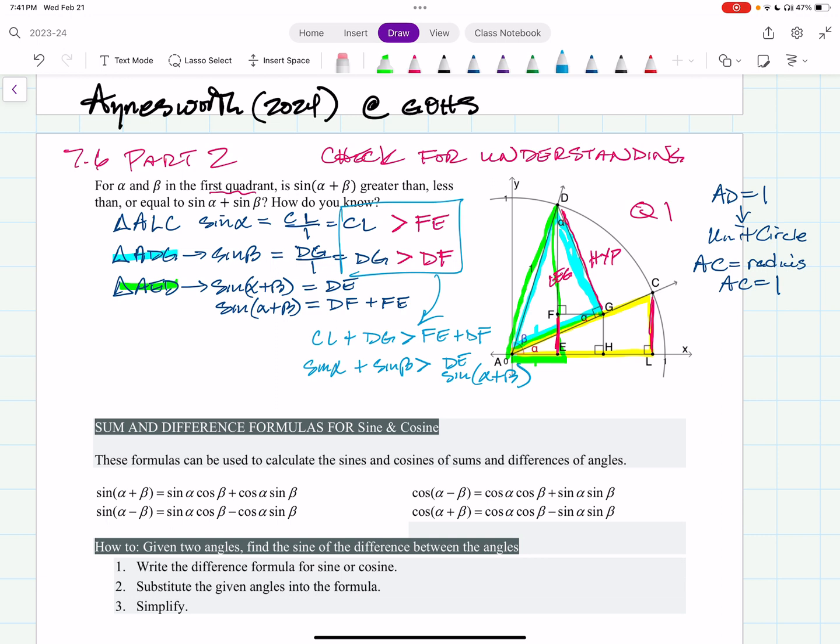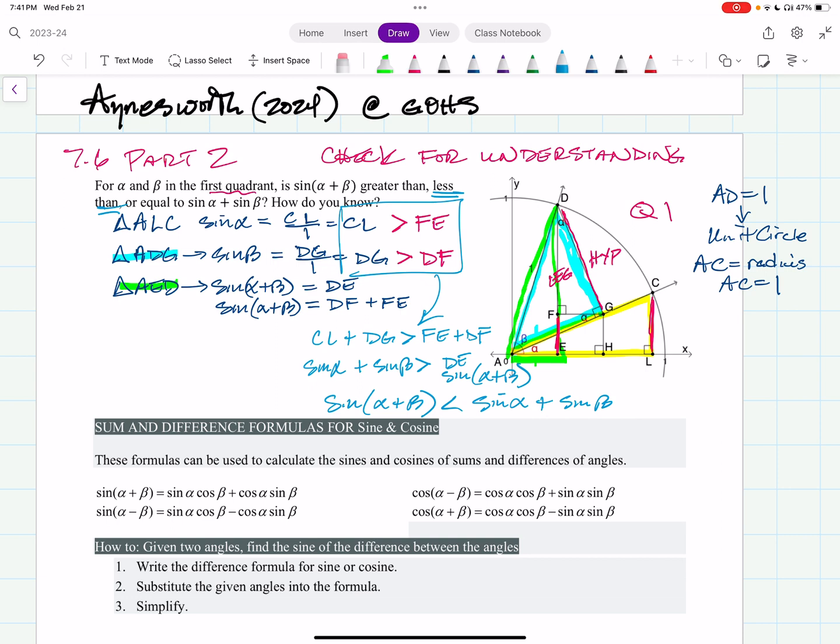All right. So the question says, is it greater than, less than, or equal to the sine of alpha plus beta? So I'm going to reverse it. So here now the sine of alpha plus beta is now less than the sum of sine alpha plus sine beta. All right, it's less than. Okay, less than. There we go. And I just answered that question.